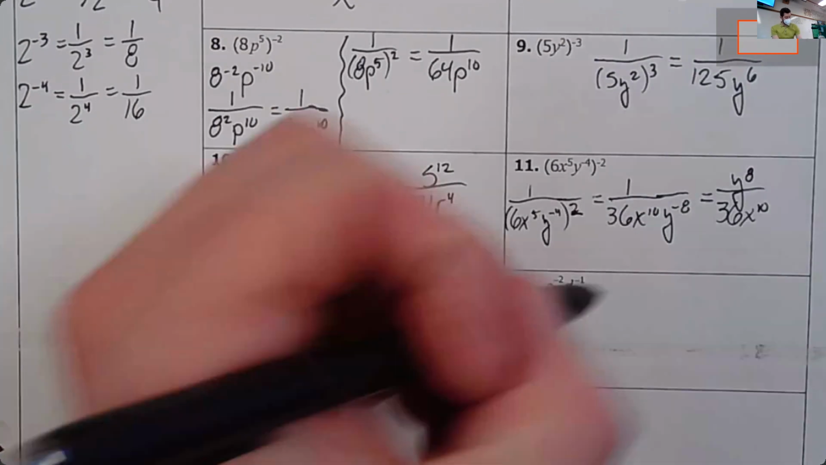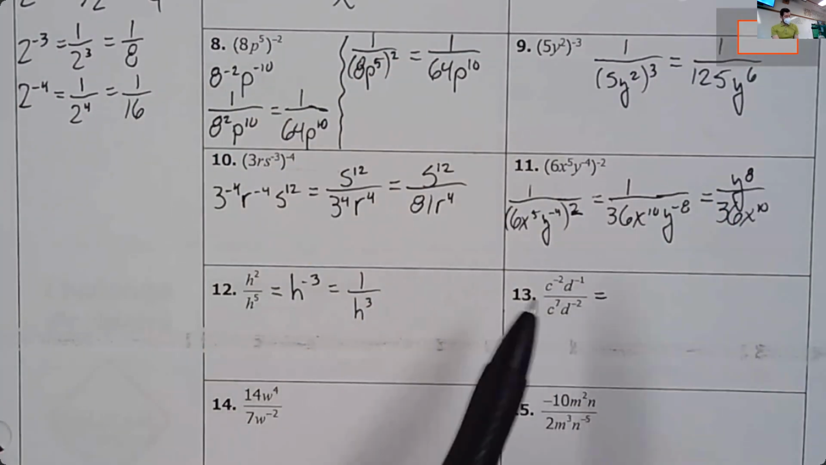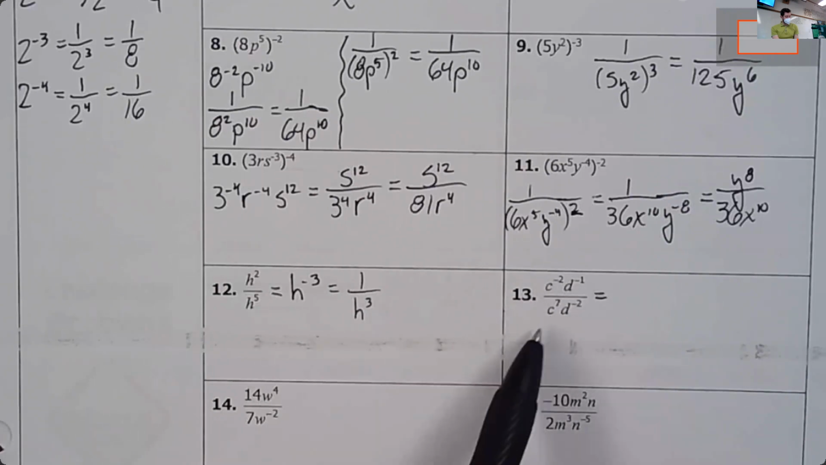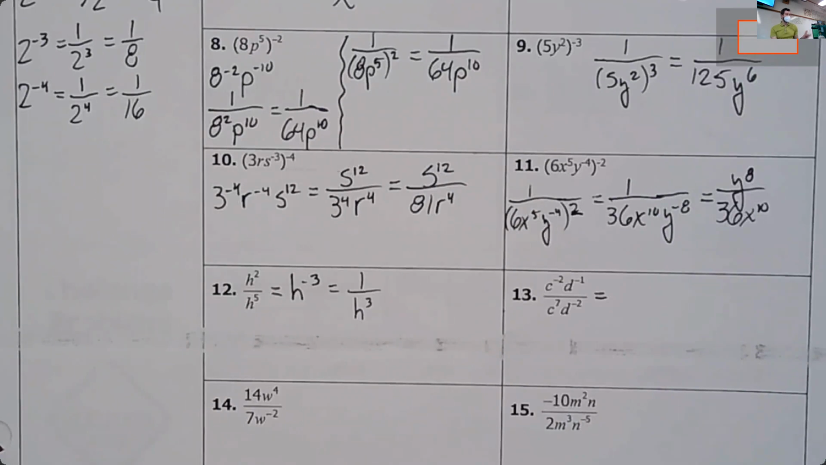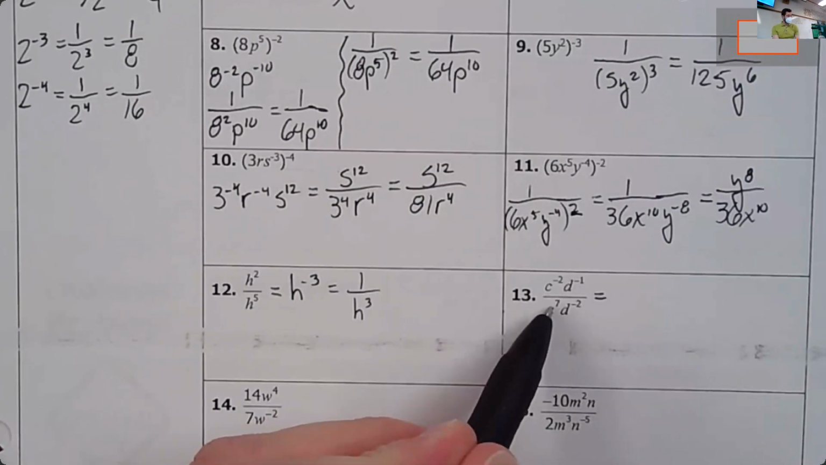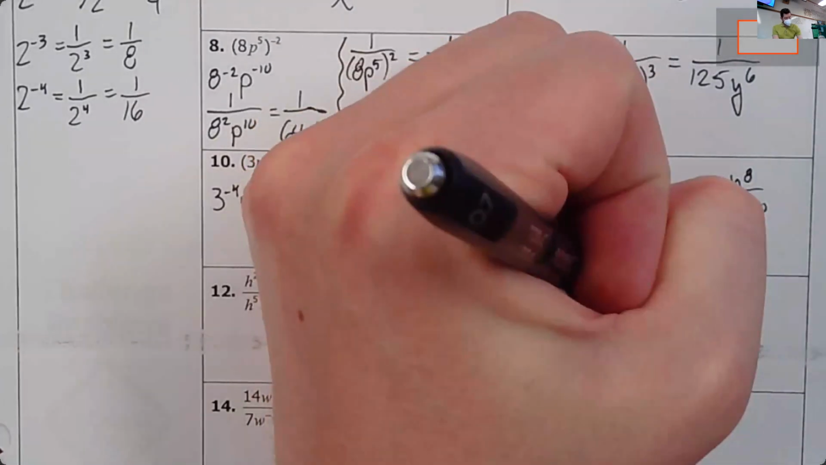13, same idea. C to the negative 2, d to the negative 1 over c to the 7th, d to the negative 2. And again, we're going to get into some subtracting of negatives on this one. So again, if you need to use your calculator to help you out with the minusing negatives and things like that, feel free to do that. Negative 2 minus 7 is negative 9. So that's c to the negative 9.